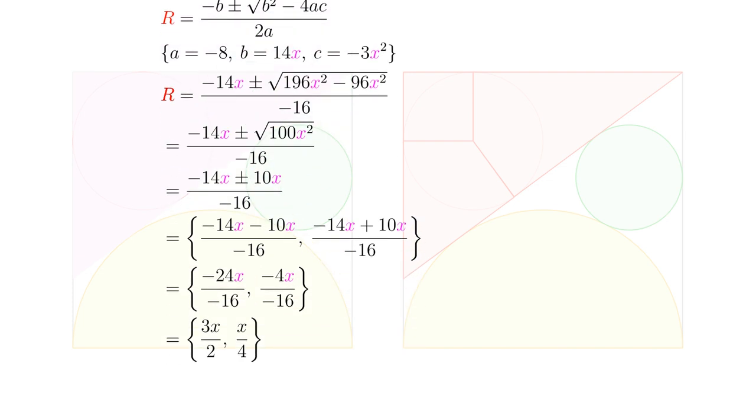We obtain 2 values. However, only one of these is applicable in context, because big R cannot be larger than the length of the side of the square x. Therefore, we can discard 3x over 2 in favor of x over 4.